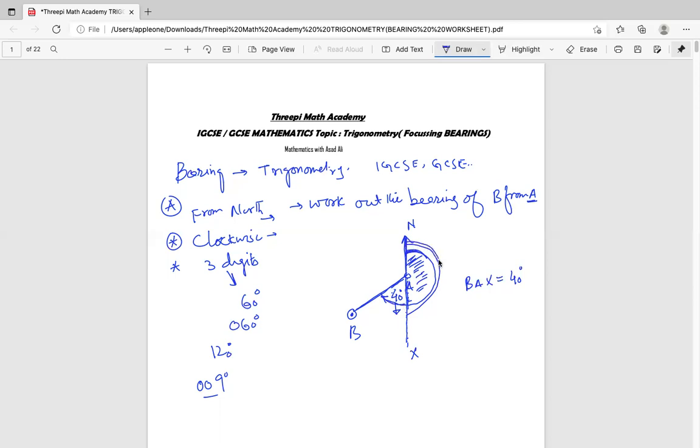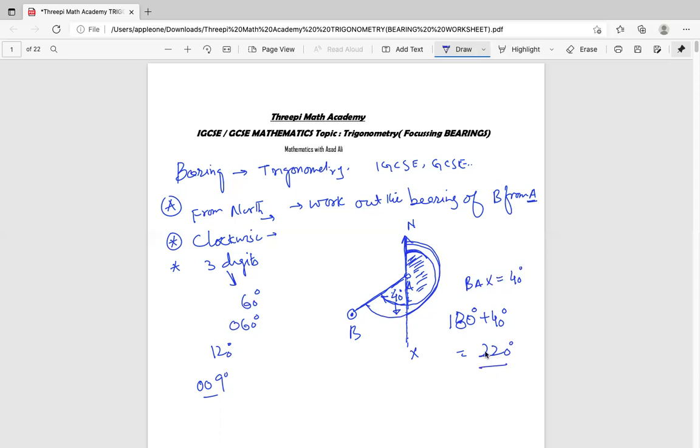The whole bearing is this one. So the bearing of B from A is 180 degrees plus 40 degrees. The result is 220 degrees. And you see 3 digits are here. So that is the first example.